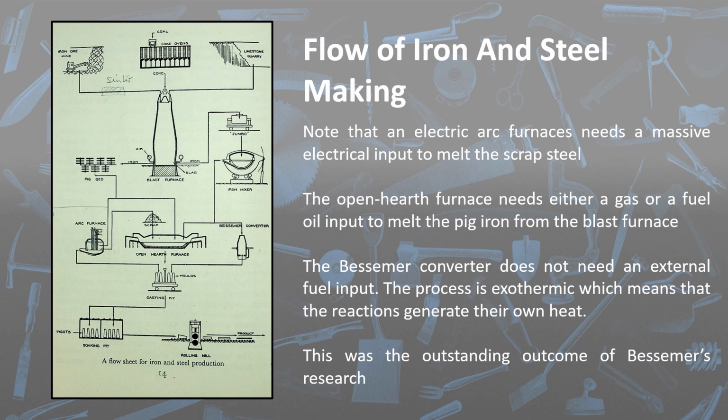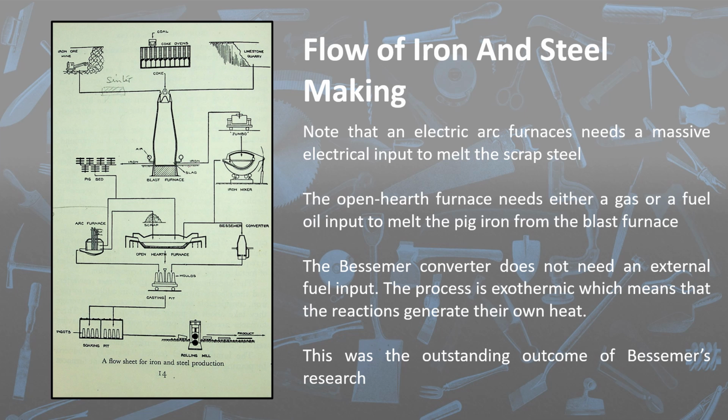The iron and steel making process starts with iron ore being converted into pig iron in a blast furnace. The pig iron is then converted into steel in either an open hearth furnace or a Bessemer converter, or the more modern basic oxygen furnace. The electric arc furnace converts scrap steel into new usable steel.